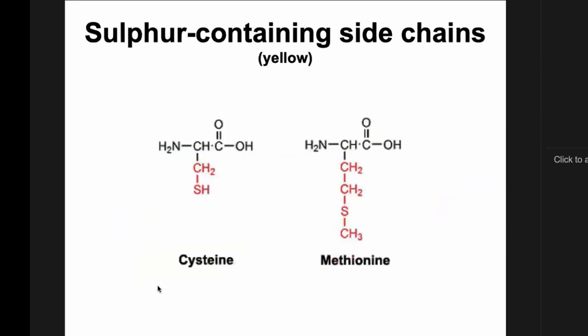And then finally, there are two amino acids that actually have a sulfur atom in their side chain, cysteine and methionine. And because sulfur is always yellow in the CPK color scheme, these amino acids are colored yellow if we were to view a protein where it was colored by its individual amino acids.